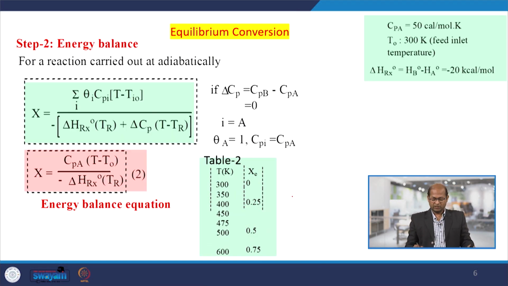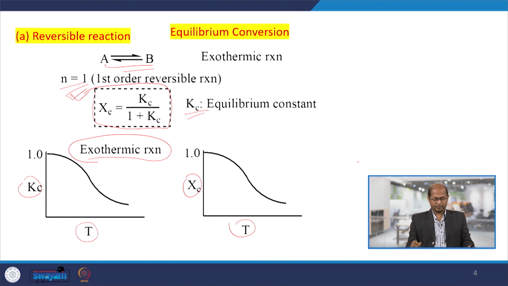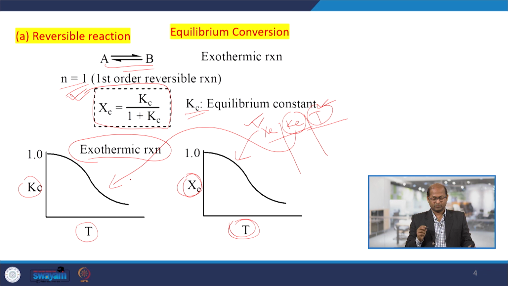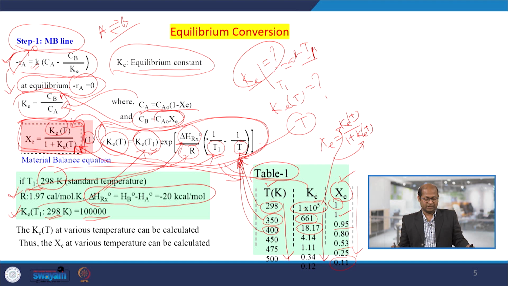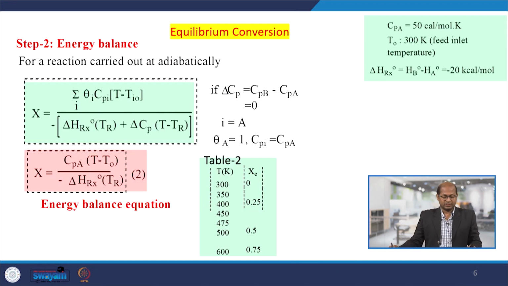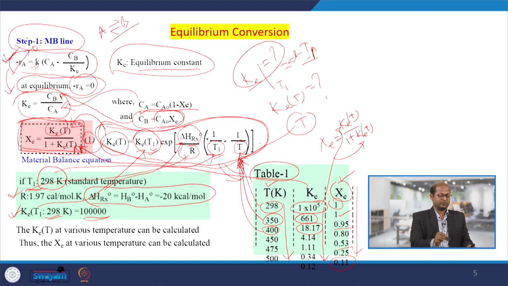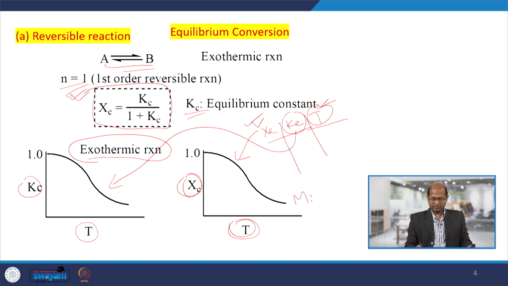Now, if we plot temperature and Xe, with temperature on one axis and Xe on the other, and plot Xe versus T, this curve will come. Similarly for Ke and T, this curve will come. This way, for exothermic reversible reactions, these are the two curves we can get. This is from the material balance we have developed, starting from the rate equations. These are called material balance lines or equations.